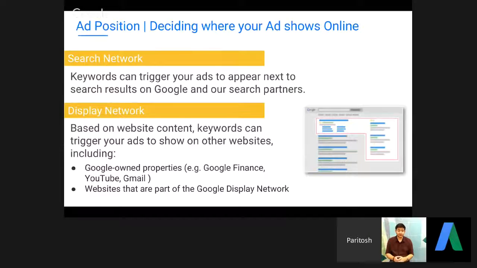Okay, now next is ad position, deciding where your ads show online. Google AdWords is comprised of 2 networks, the display network and the search network. The Google search network is basically showing your ads in Google, and based on your bids and your quality score, the system will determine whether your ad will be shown and in what position. The display network is a collection of many Google search partner sites and various Google-owned properties like Google Finance, YouTube, etc. Based on the targeting method that you have in a display network campaign, it could be your keyword, it could be interest, etc., and based on the bids that you've set for them, the ads will get triggered in a certain position.